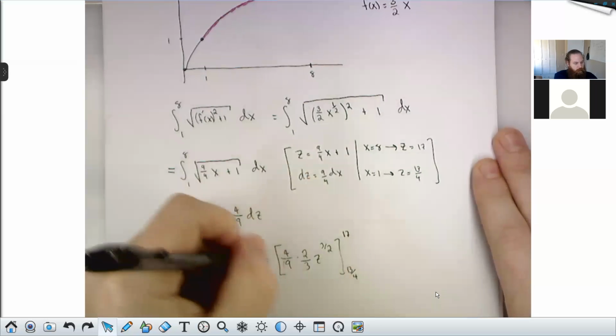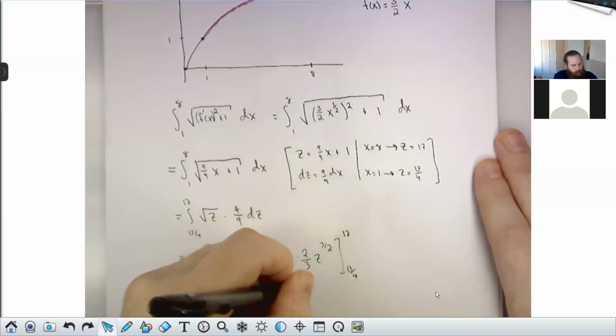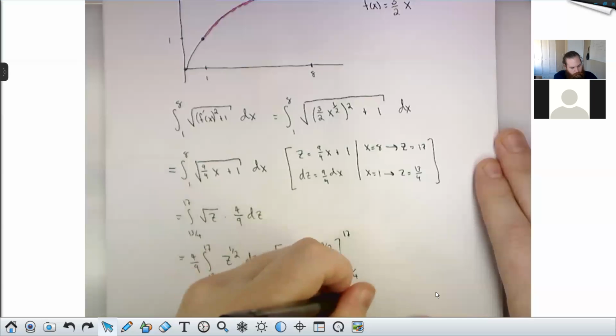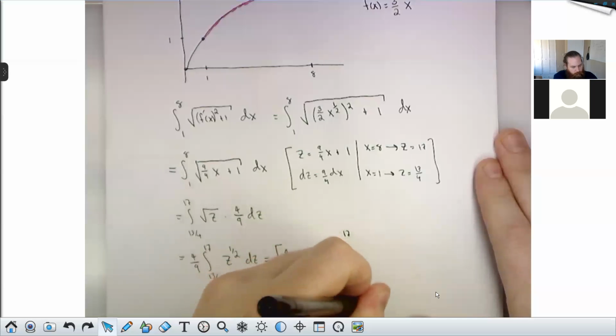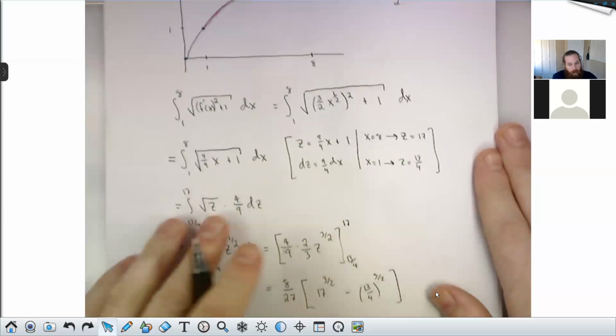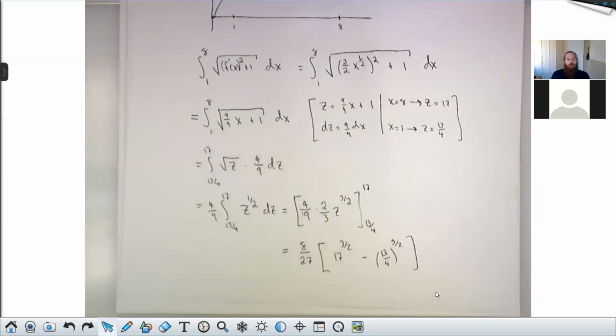So the constants can come out. This is 8/27. And then when I evaluate here, I'll have 17 to the 3/2 minus 13/4 to the 3/2. And that's really as nice as this is going to get. I would just leave it like that.